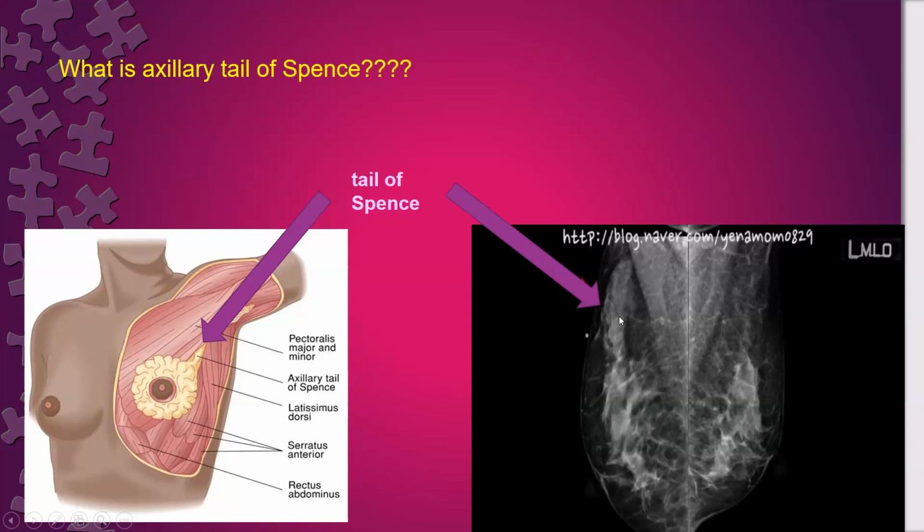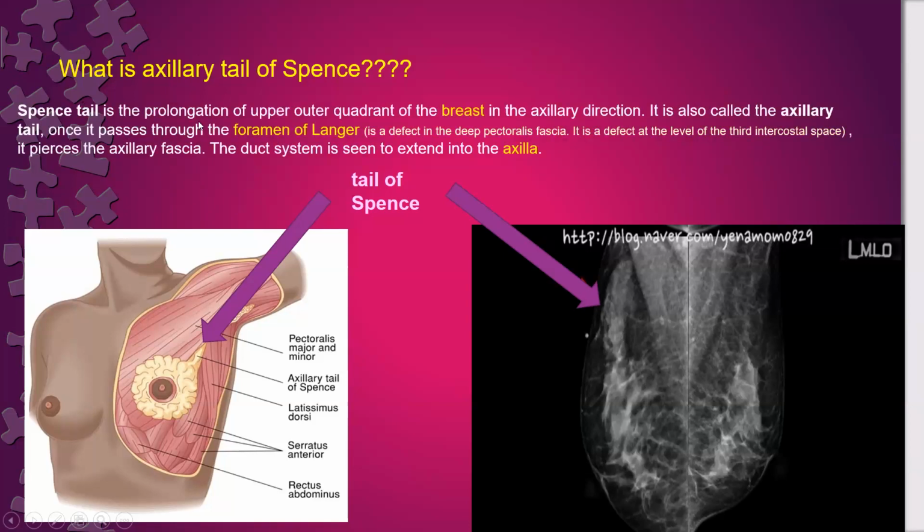The tail of Spence is a prolongation of the upper outer quadrant breast tissue in the axillary direction. It is called the axillary tail of Spence. It passes through the foramen of Langer into the axilla. The axilla is separated by the pectoralis fascia. There is a defect in the pectoralis fascia called the foramen of Langer. When the breast tissue extends through this foramen into the axilla, they call it the tail of Spence or axillary tail of Spence.